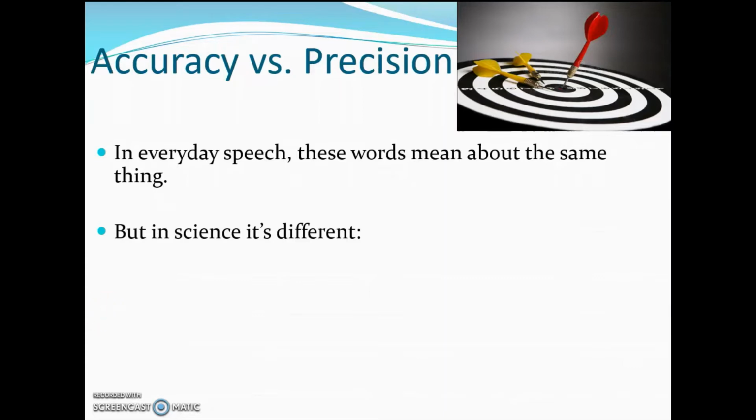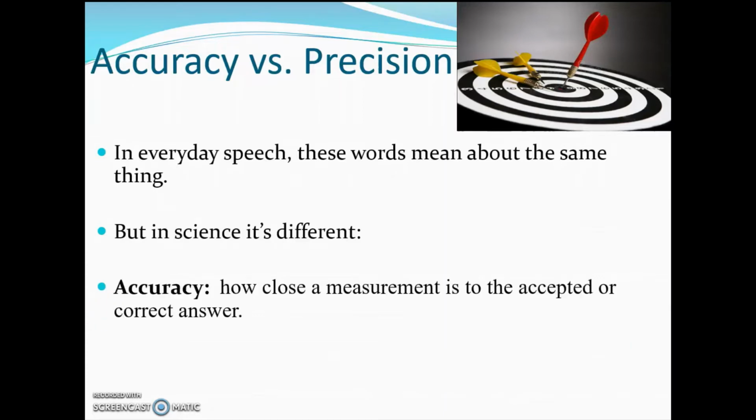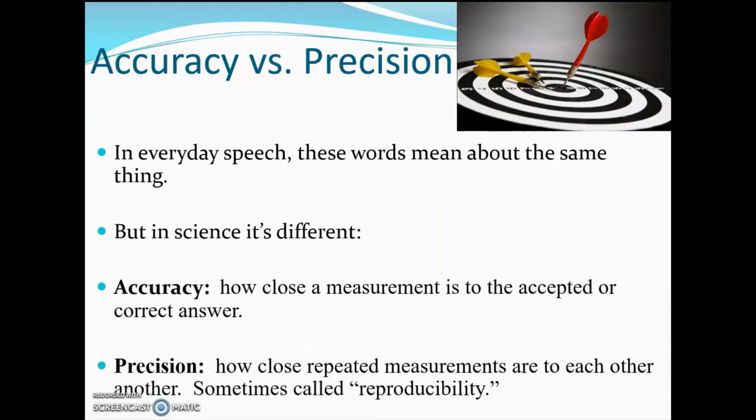There's specific definitions, and both of them are pretty easy. The first one, which is accuracy, is how close a measurement is to the accepted value or to the correct answer. And then precision is how close the repeated measurements are to each other. Sometimes I've heard the term reproducibility, informally. Anyway, again, accuracy is how close you are to the right number, and precision is how repeatable it is.